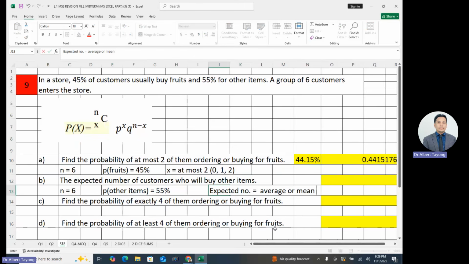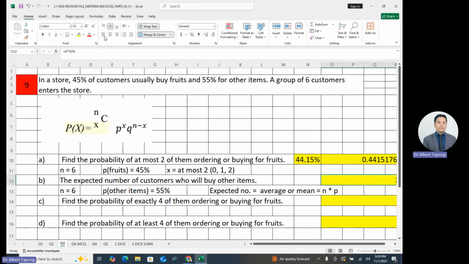And the formula equals N times P. Okay, so very simple. For the binomial distribution, the formula for the expected number or the mean equals N, 6 times P, 55%. So just multiply the number of trials and the probability.